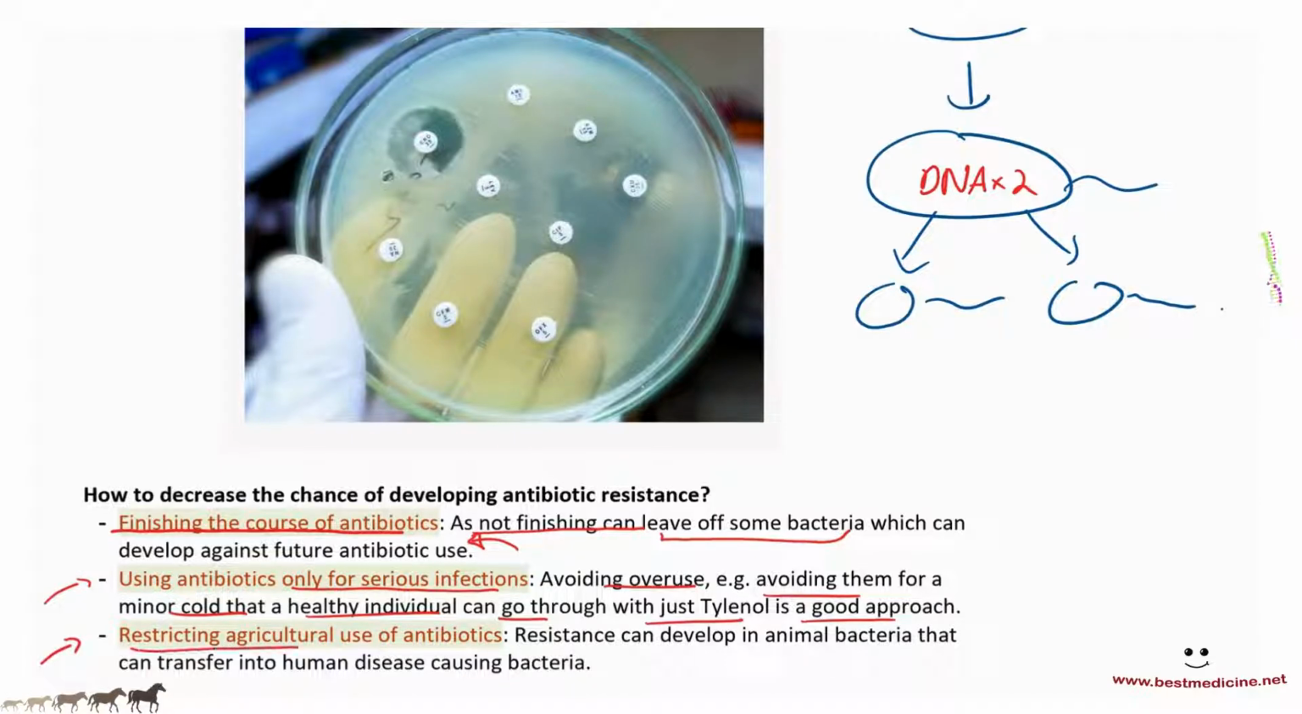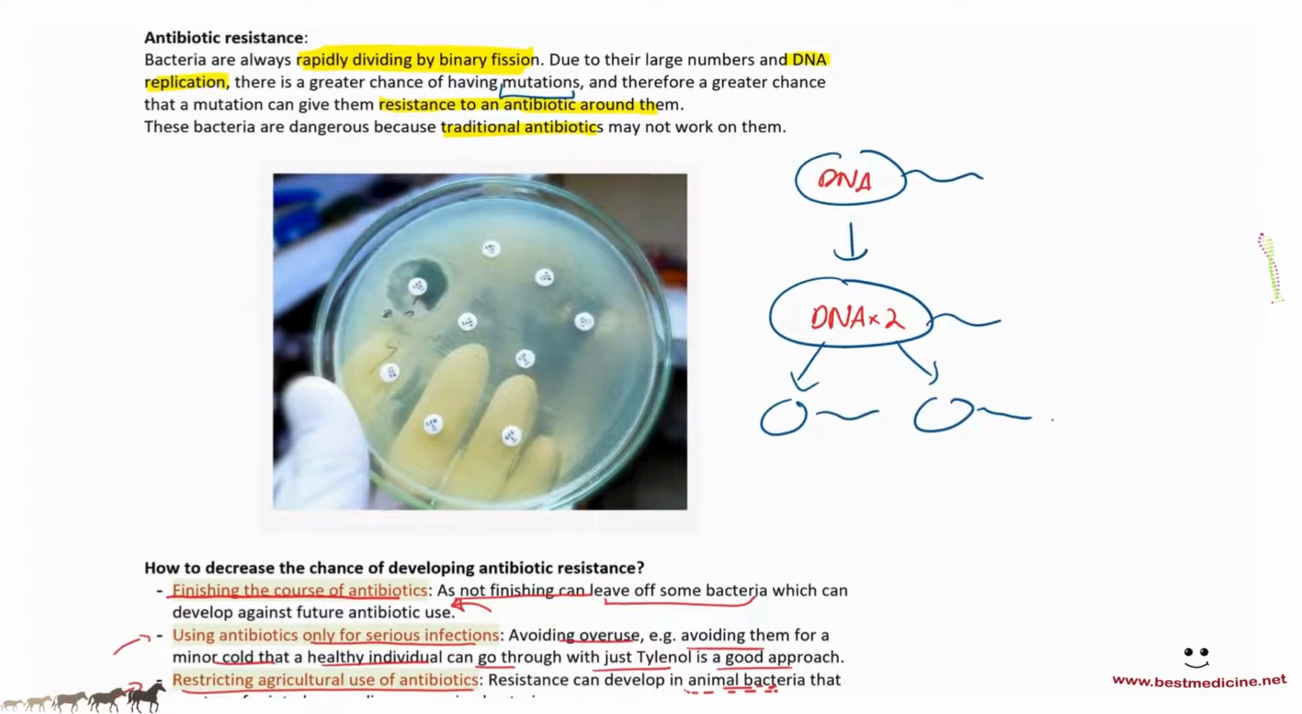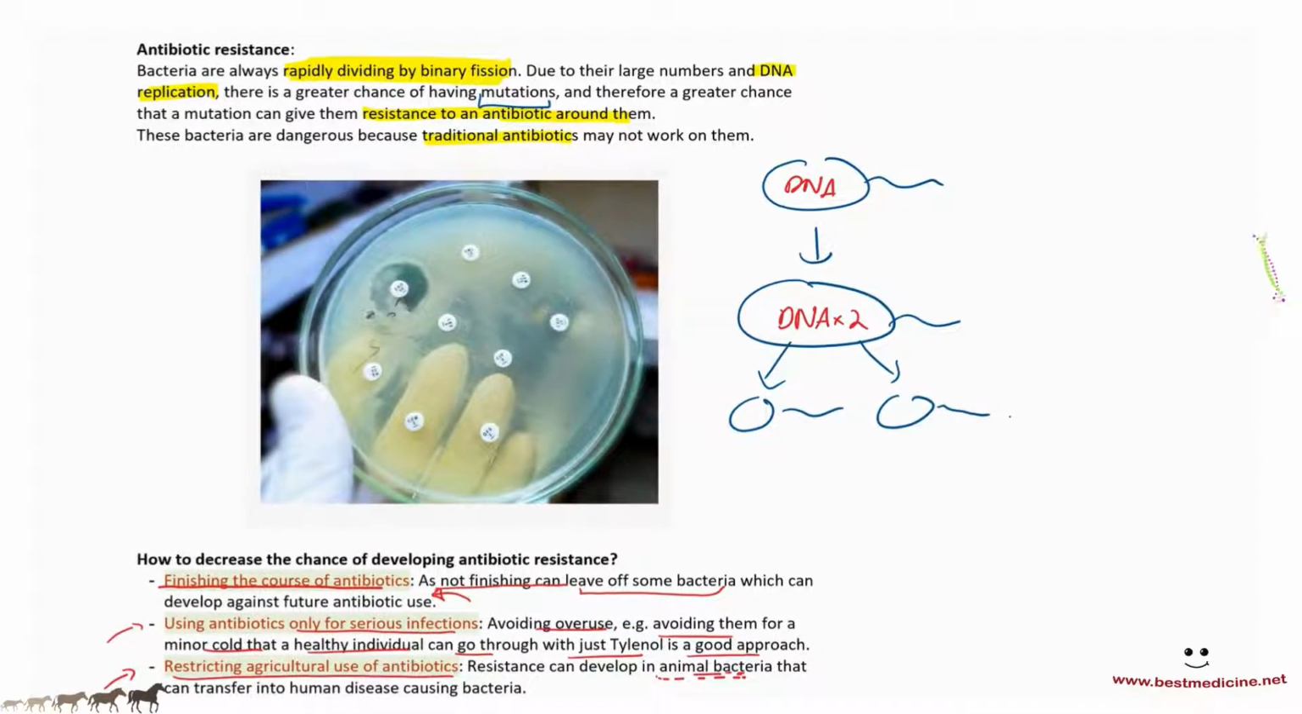Number three, restricting agriculture use of antibiotics. Well, basically, if you decrease the amount of antibiotic use for agriculture, this means that the bacteria in the animals as well as around the soil has a lesser chance of developing antibiotic resistance, right? This animal bacteria can pass these resistance genes to human infecting bacteria as well, so that's a problem. So doctors always have this sort of competition going on between developing resistance and developing new drugs to be able to counter that resistance.